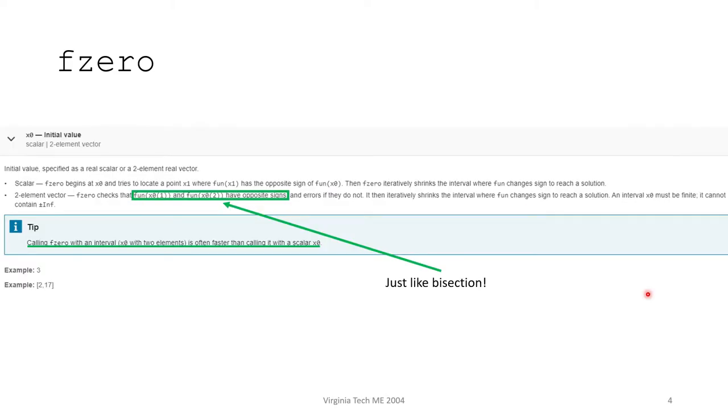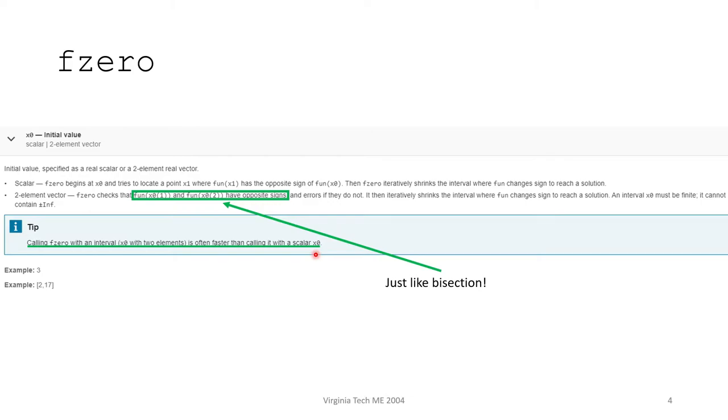The hardest part of fzero is deciding what to use for your initial guess, x0. X0 can be a single point or a bracket. If you give a bracket, fzero behaves like the bisection method. Implicit in this is the function evaluated at the start and end points of the bracket must have opposite signs. Interestingly, fzero usually behaves faster if you give it a bracket instead of a scalar, but the difference for problems in this class is negligible, so choose whatever you like.